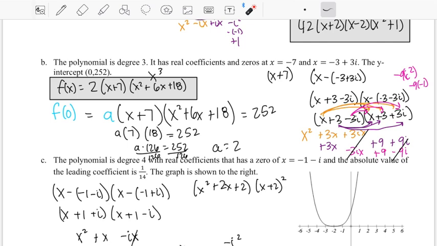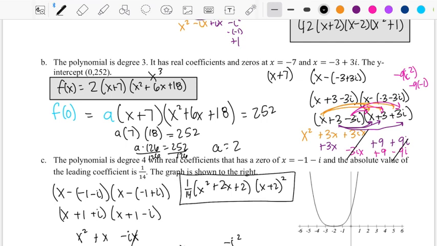Okay. We also know that the leading coefficient needs to be equal to the absolute value of 1/14. Well, I know that this one should be positive because it goes up. It hasn't been transformed to reflect across the x-axis, so it should stay as a positive 1/14.